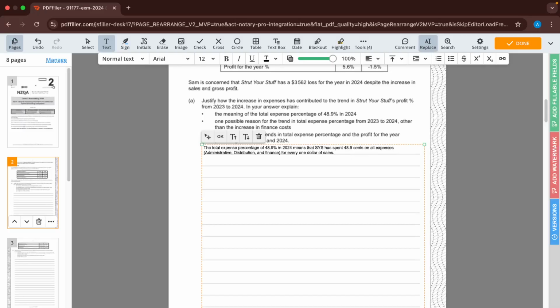Just looking at that, that is quite a high figure. Most businesses are a bit lower, and 48.9 is an increase from 43. So it means their expenses have increased by quite a lot, which will definitely come up in the next question.